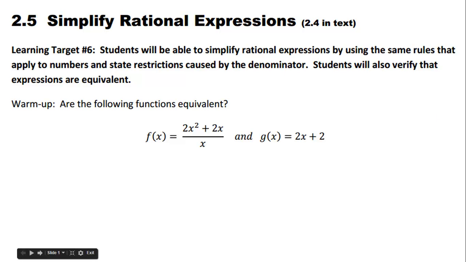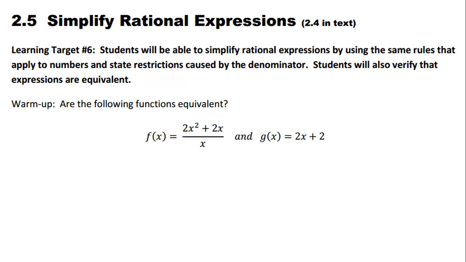Okay, this is 2.5, simplifying rational expressions. This is the beginning of the new grade 11 stuff. So we actually start to talk about fractions. The main purpose of this is to understand what a rational expression is. In this lesson we're going to be simplifying fractions, reducing fractions to lowest terms.